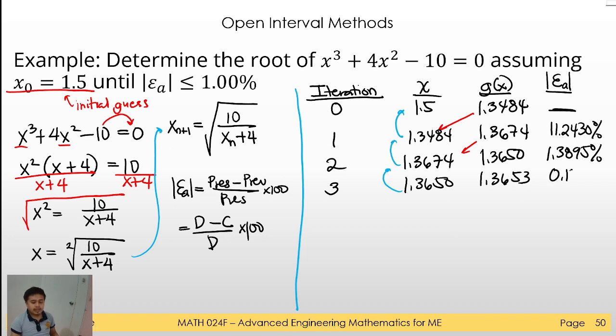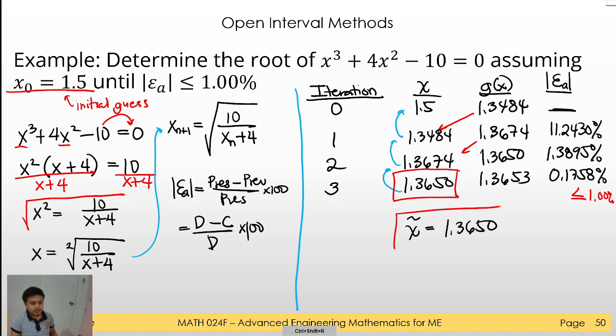So since this is already lower than 1%, this is our stopping criterion. So this is less than or equal to 1.00%. Therefore, your final answer should be actually this one, because we are comparing this together. So this is your iteration. So the approximate root will be 1.3650. So you can verify this by substituting the value of x to the original function and see if this is equal to 0. Okay? So that will be all for this example.